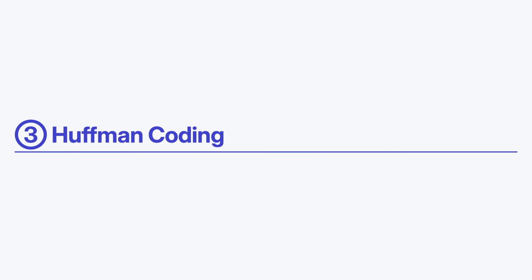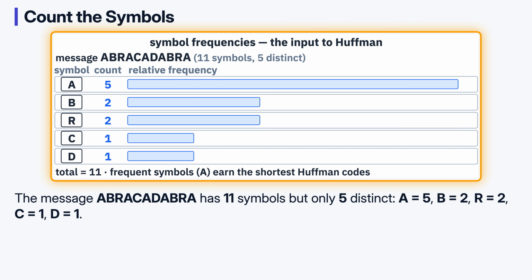Most data does not come in long runs. Huffman coding attacks a different kind of redundancy. Some symbols are simply more common than others. Huffman coding starts by counting.